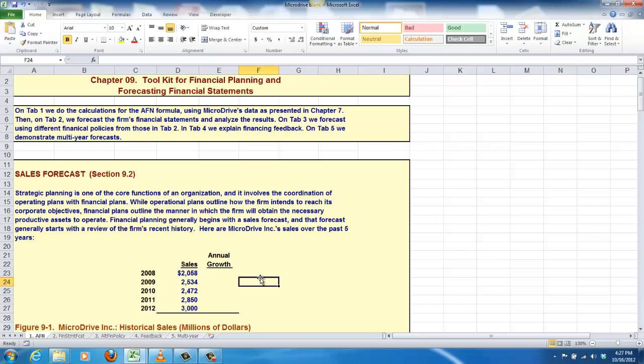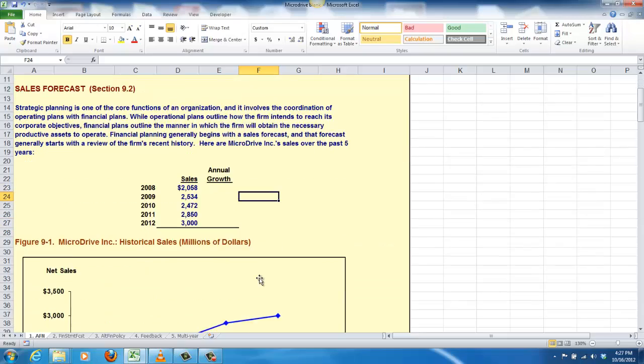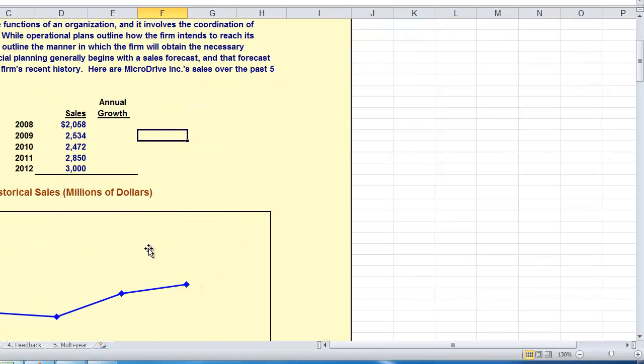So what we're going to start off with is just calculating sales growth rates. And you see here that we have 5 years of sales for Microdrive, and that gives us 4 years of growth rates. To calculate the growth rate, what we're going to do is take this year's sales divided by last year's sales and subtract 1. So we see that we had a 23.1% growth rate in 2009.